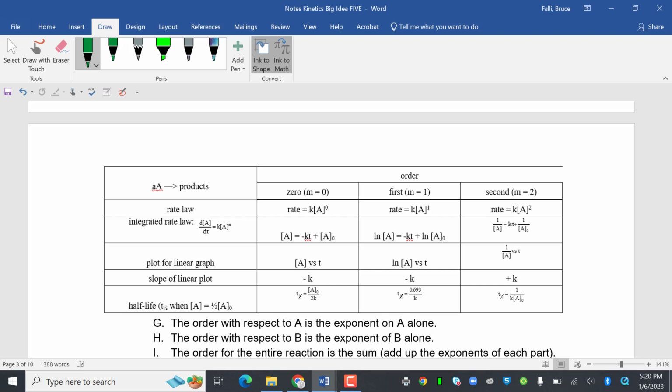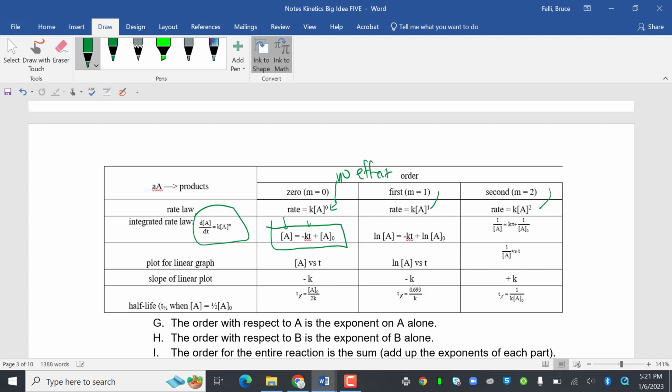The rate law. Rate equals k to the 0 order. That means the concentration has no effect. Okay. And then this has a first power effect, a second power effect. The integrated rate law, so there's a little calculus fun going in here that you can figure out or just kind of learn. So you've got [A] versus t.